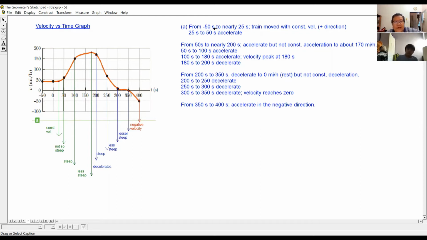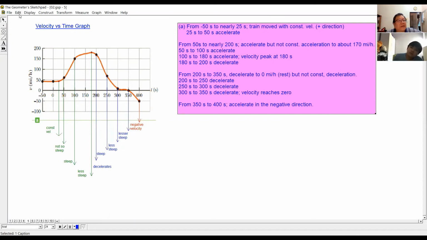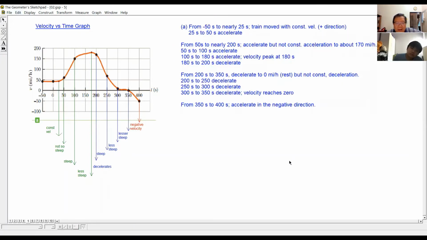Constant velocity. So that is what I have written here. This is the first part here. From 0 to approximately 25 seconds, the train moves with constant velocity. Also because the velocity is positive, it's moving in the positive direction.